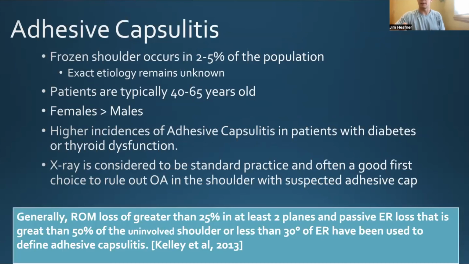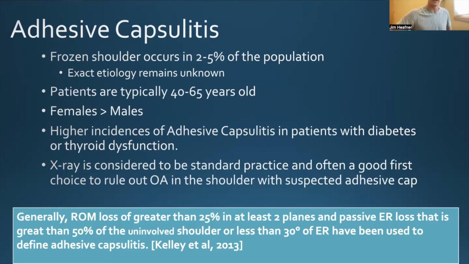And then adhesive capsulitis is next on our differential diagnosis list. Frozen shoulder occurs in 2 to 5% of the population. These people are typically 40 to 65 years old. Females more commonly than males. We don't really know why that's the case. Potentially a hormonal reason, but there's a higher incidence of adhesive capsulitis in individuals with diabetes or thyroid disorder as well.